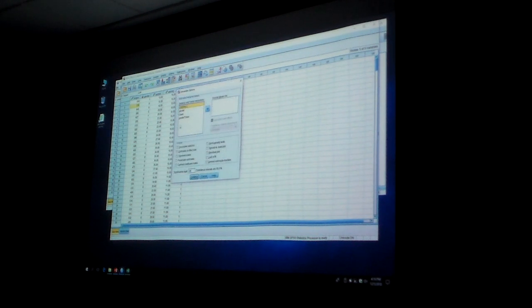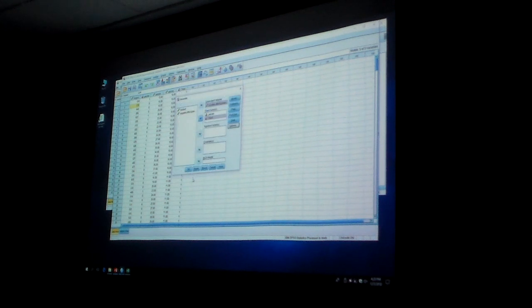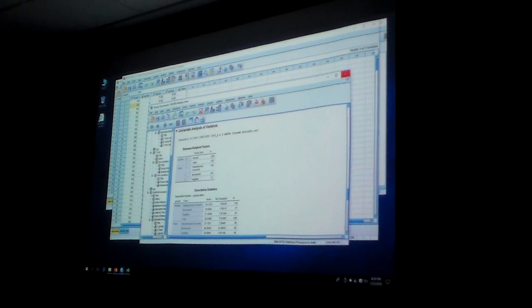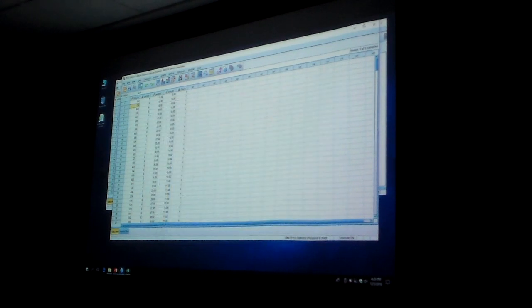Then I'm going to go down to options. I'm going to request marginal means, just because it gives me a nice eyeball of what's going on. I'm going to ask for descriptives, estimates of effect size, and homogeneity of variance test. And hit continue. You guys go ahead and hit paste. I'm going to go ahead and hit OK. Actually, here, I'm going to close this out so I don't get confused with stuff.